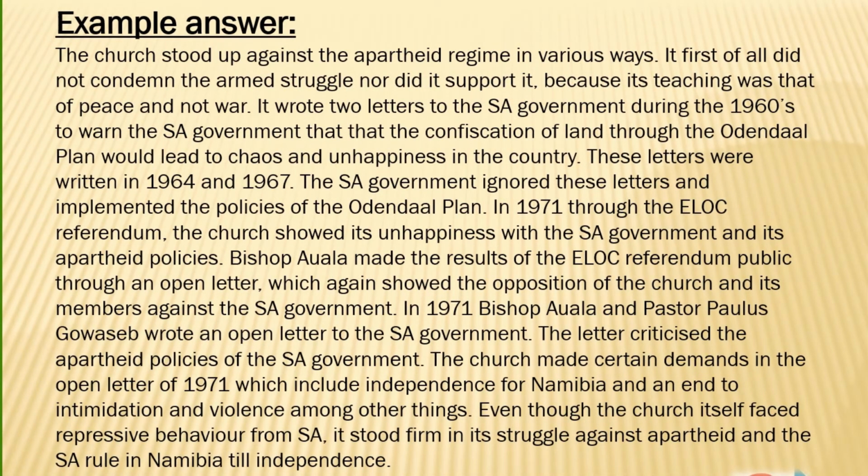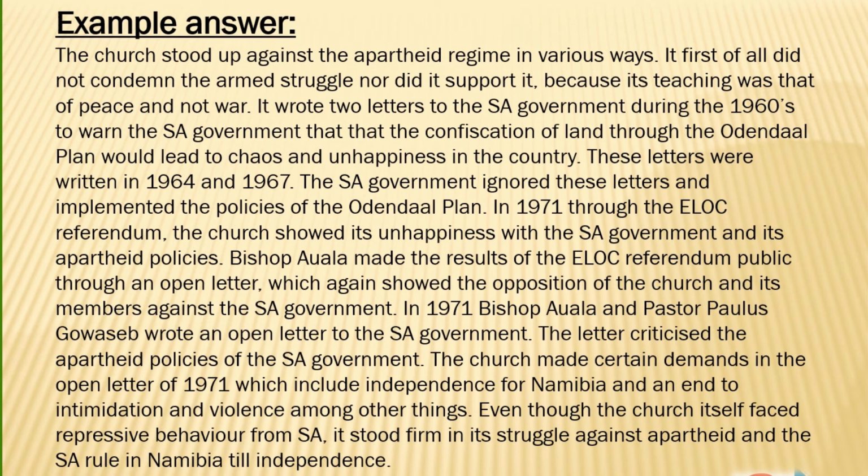Here's an example answer for the question in this lesson. The church stood up against the apartheid regime in various ways. It first of all did not condemn the armed struggle, nor did it support it, because its teaching was that of peace and not war. It wrote 2 letters to the South African government during the 60s to warn the South African government that the confiscation of land through the Odendaal plan would lead to chaos and unhappiness in the country. These letters were written in 1964 and 1967. The South African government ignored these letters and implemented the policies of the Odendaal plan.